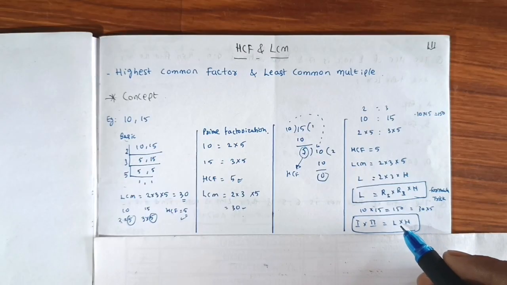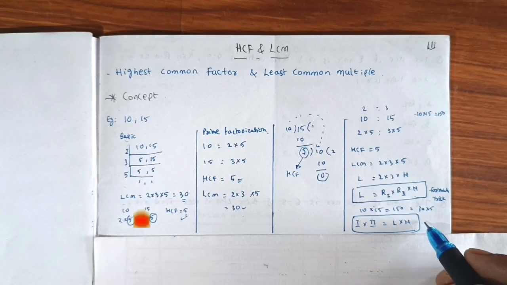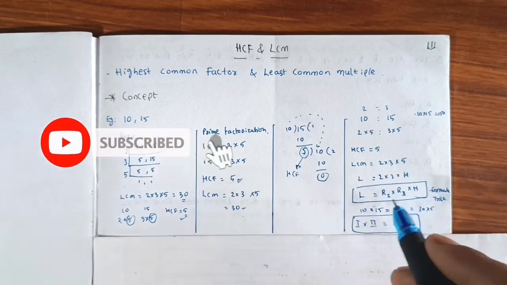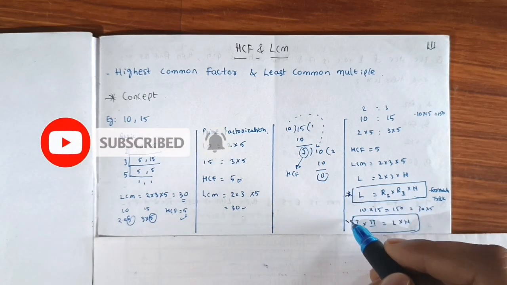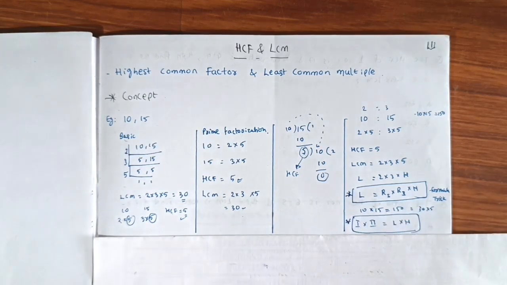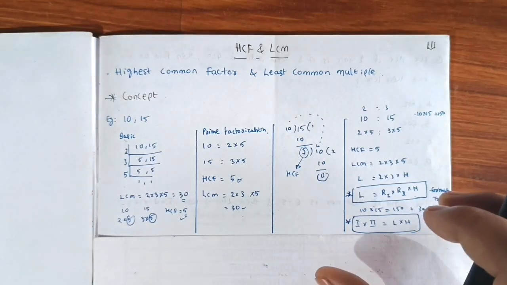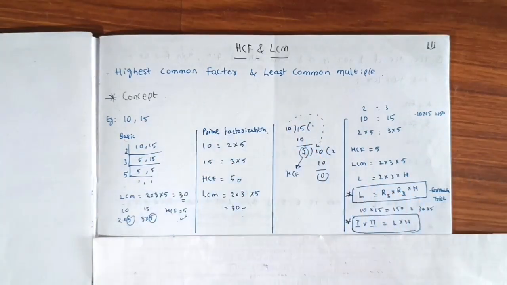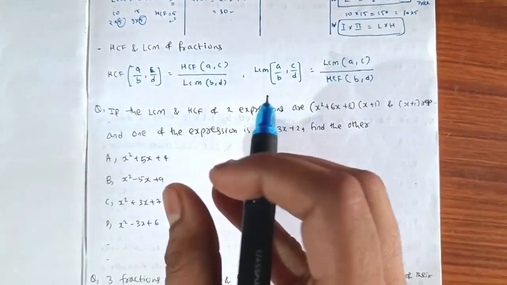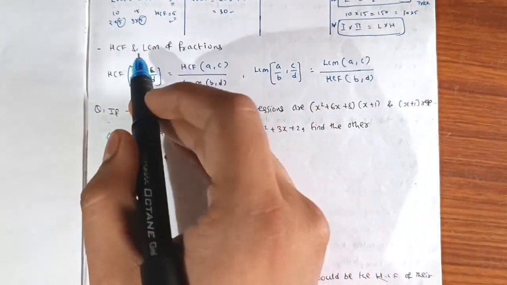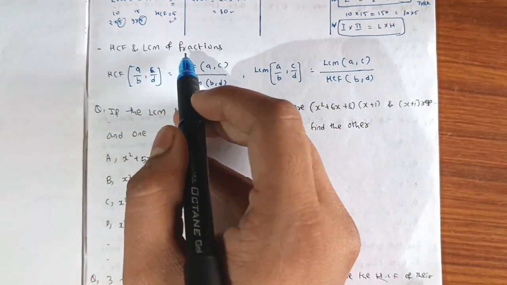So the multiplication of two numbers is equal to the multiplication of LCM and HCF. You need to remember these two formulas. This is a direct formula or trick. You can solve the questions regarding this very quickly. Not only these tricks, we also have a few tricks regarding fractions, like HCF and LCM of fractions.